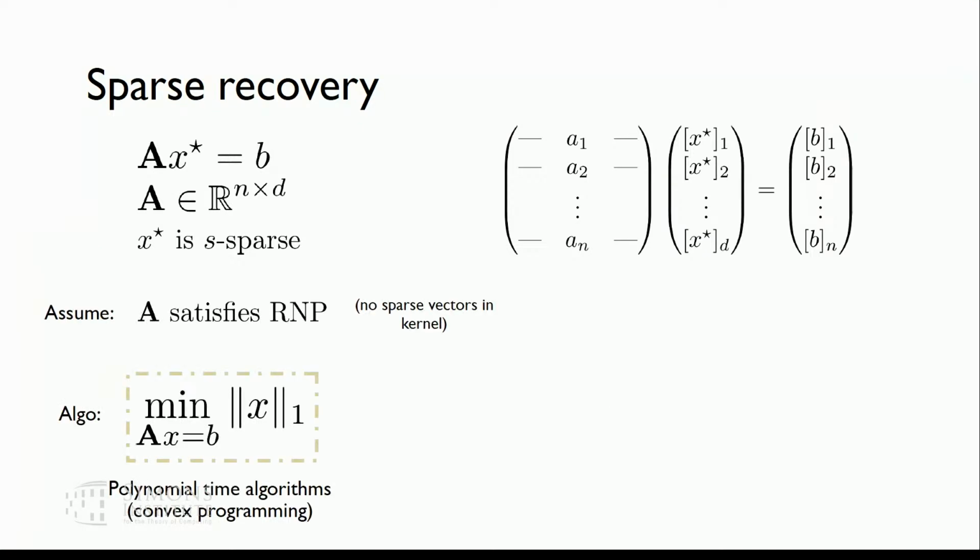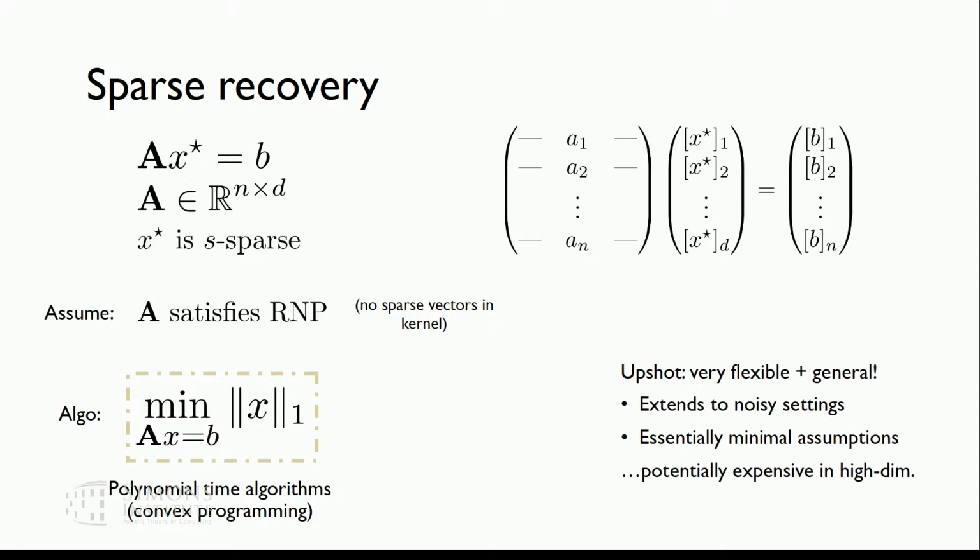Okay, so what about algorithms for solving this problem? A minimal assumption you need about the problem formulation is that A doesn't contain any sparse-ish vectors in its kernel. In particular, if it has a 2s-sparse vector in its kernel, I can move in that direction and create another sparse solution. This is called the restricted null space property. It's been known for decades that under this assumption, with some parameterization of R and P, the convex programming relaxation of minimizing the L1 norm subject to matching all the constraints solves the problem in polynomial time.